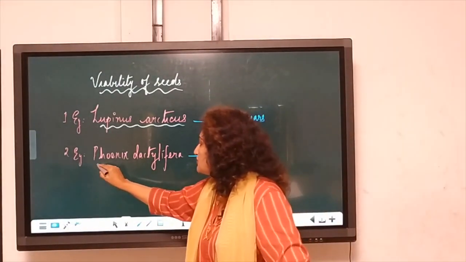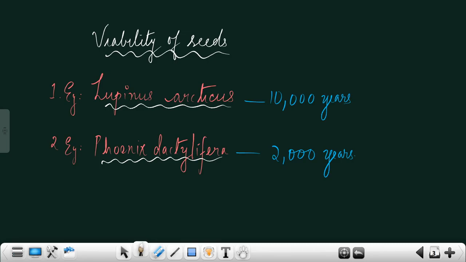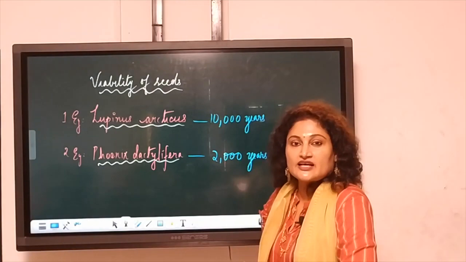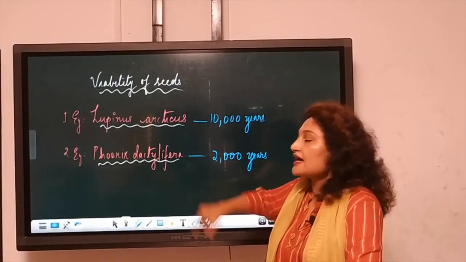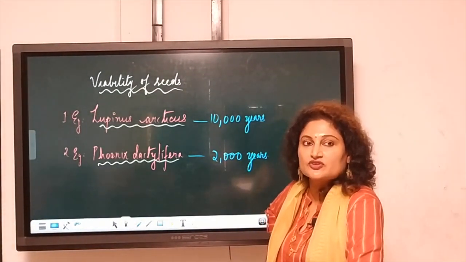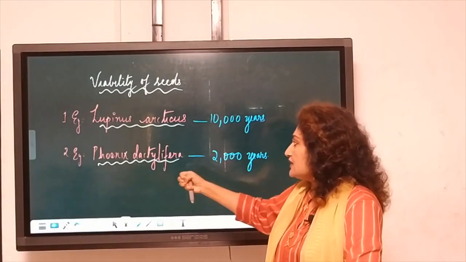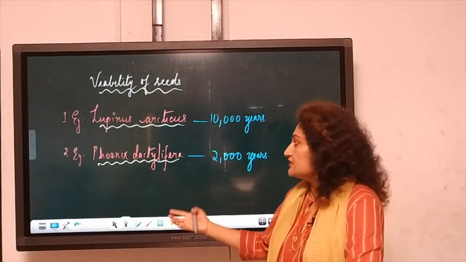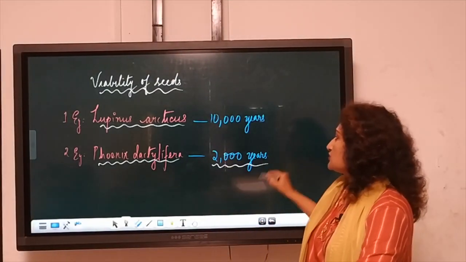The second example is Phoenix dactylifera. It's a date palm seed which was found by the archaeological department when they excavated the palace of King Herod near the Dead Sea. We have heard about King Herod. It has reference to the Bible. And in his palace, this date palm seed was excavated and sown, and it germinated and flowered. Its viability lasted for 2,000 years.